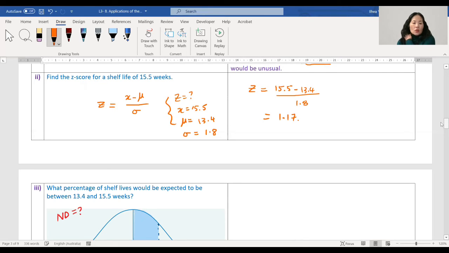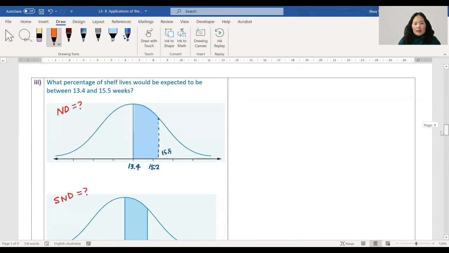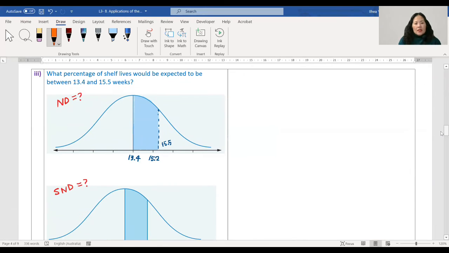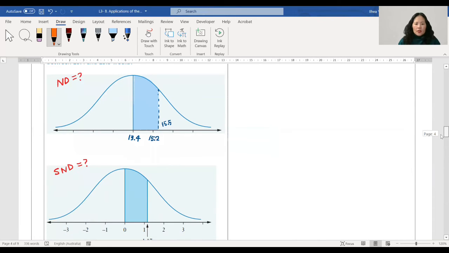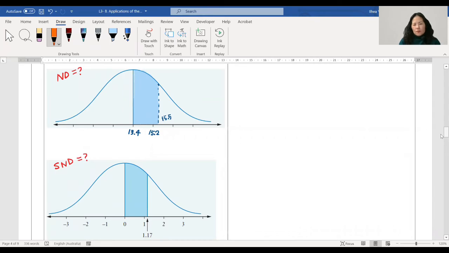Okay, so that's your z-score of your raw marks or weeks of 15.5. The third one: what percentage of shelf lives would be expected to be between 13.4 and 15.5 weeks? Now, you could use just a normal distribution bell curve or the z-score one, the standard normal distribution. Okay, so I've got both here.